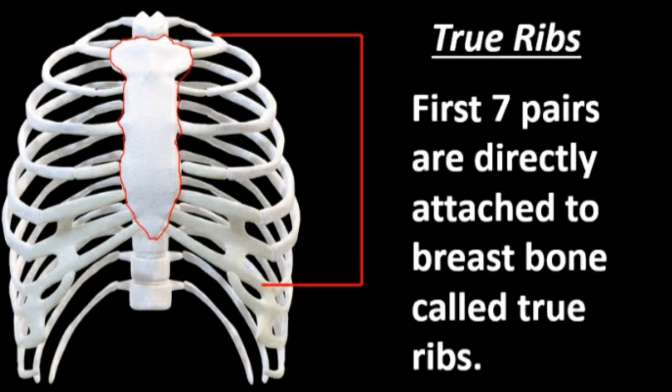In this slide, I have marked 2 things. First, you can see a bone-like structure which I have marked with the red pen. This is called the breastbone, which is also called sternum. The second thing I have marked is the true ribs. The first 7 pairs that are directly attached to the breastbone or the sternum are called true ribs.